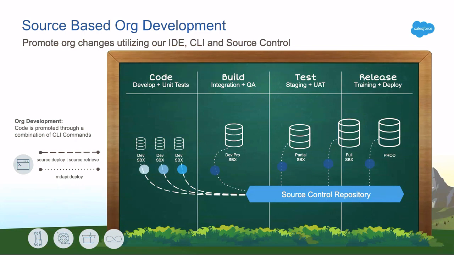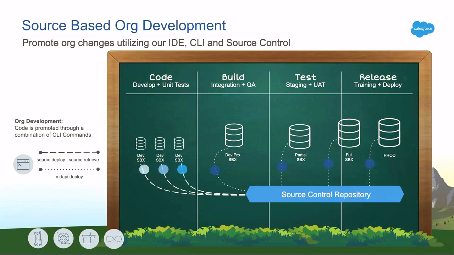I would argue that source should always be your source of truth instead of an org. And hopefully I can illustrate how you can manage that regardless of what kind of development you do. So this is our more traditional source-based org development, if you will. And so you'll notice that there is a source code control repository in this diagram.